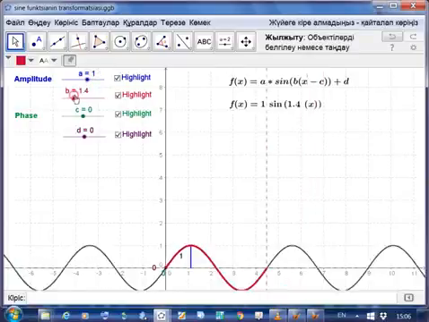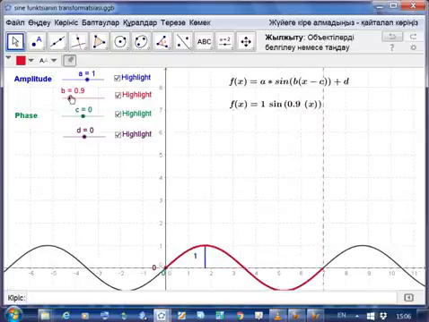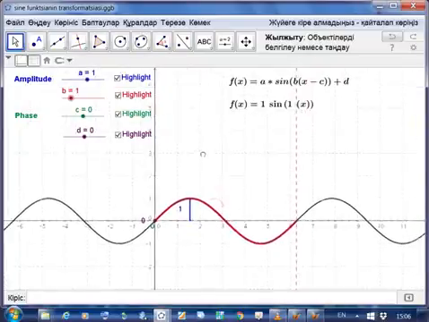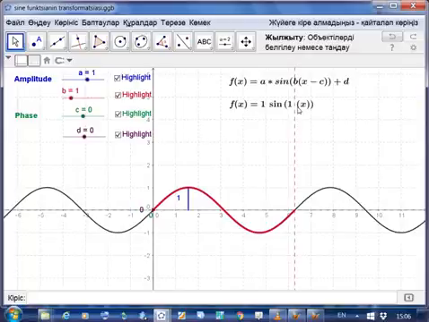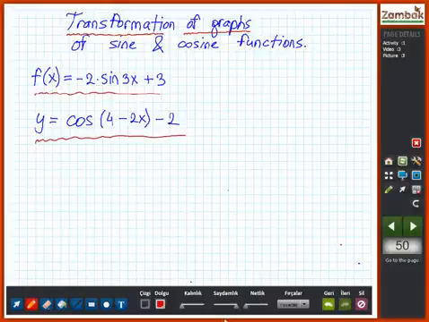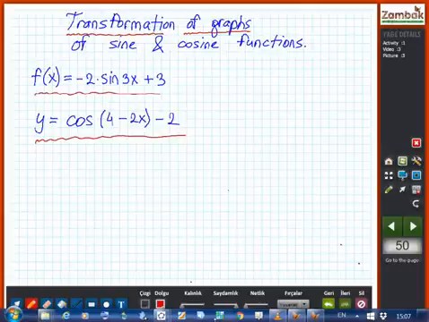Okay. Now let a be 1, and let b also be 1. Here this is our sine function, f of x is equal to sine x. Now let's look at our example: minus 2 times sine 3x plus 3. Minus 2 times sine 3x plus 3.